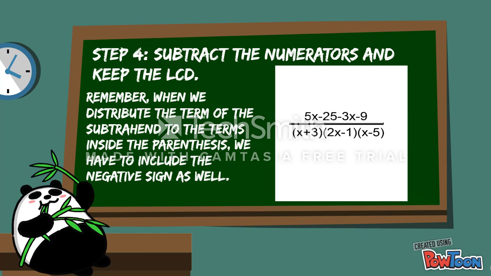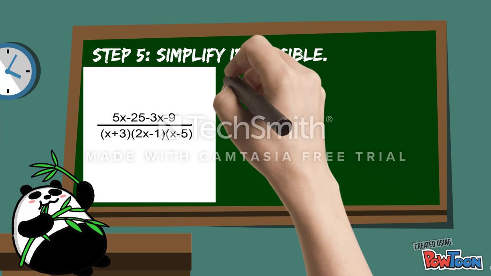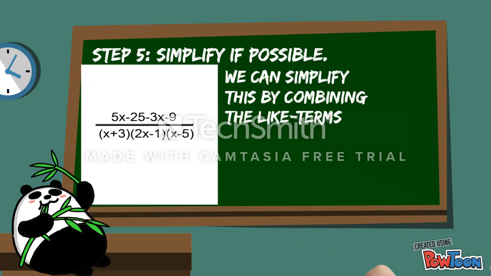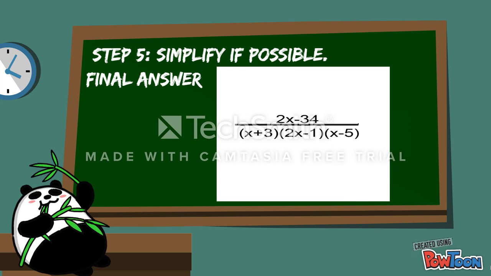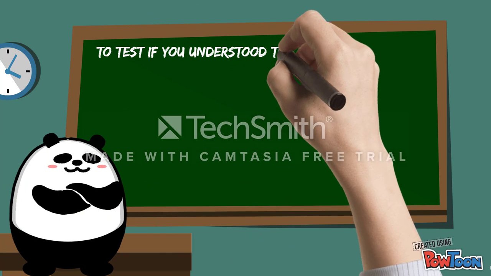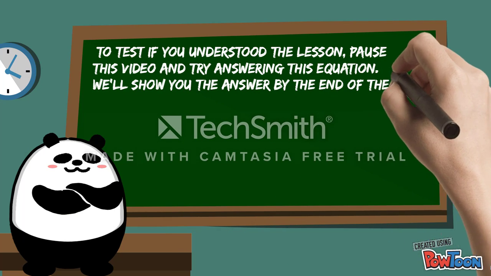The last step is to simplify if possible. We can simplify this expression by combining the like terms. The like terms here are 5x and negative 3x. If we subtract this, we'd attain 2x. And we also have negative 25 and negative 9. If we add this, we'd get negative 34. Therefore, the final answer is 2x minus 34 over the LCD x plus 3 times 2x minus 1 times x minus 5. To test if you understood the lesson, pause this video and try answering this equation. We'll show you the answer by the end of the video.